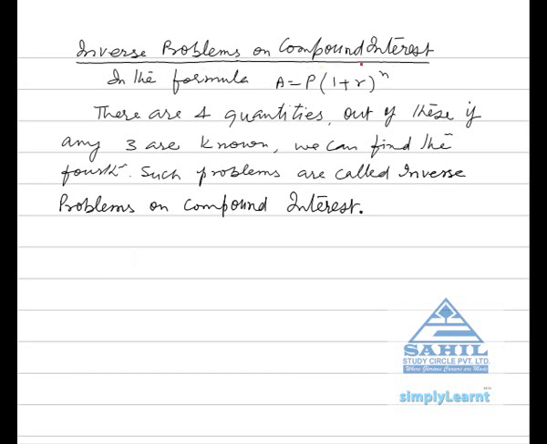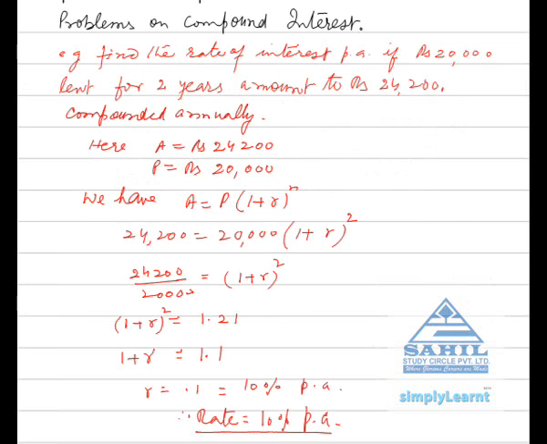Inverse problems on compound interest. In the formula, A is equal to P into (1 + R) to the power n, there are 4 quantities. Out of these, if any 3 are known, we can find the fourth. Such problems are called inverse problems on compound interest. The method will be clear from the example given below.